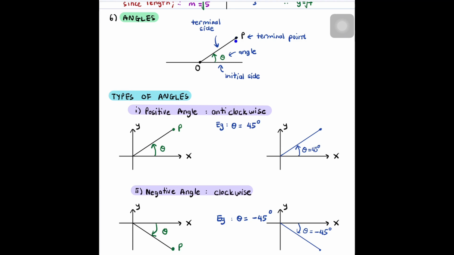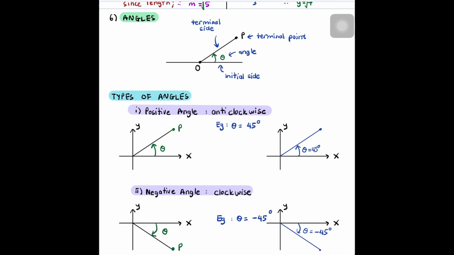And then let's say you have a point here on the terminal side. This one we call the terminal point. So the point on the terminal side we call the terminal point. So an angle always starts from the initial side and goes in the anti-clockwise direction. Okay, so a positive angle is always in the anti-clockwise direction.